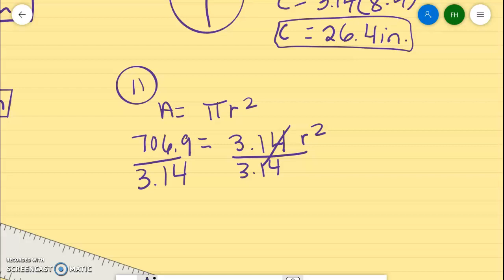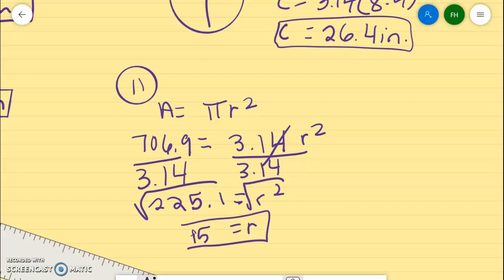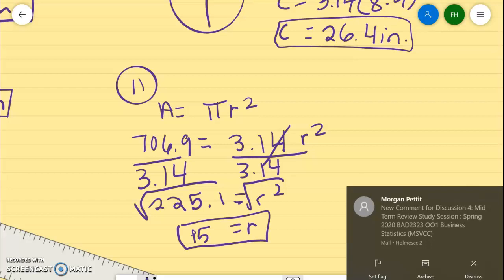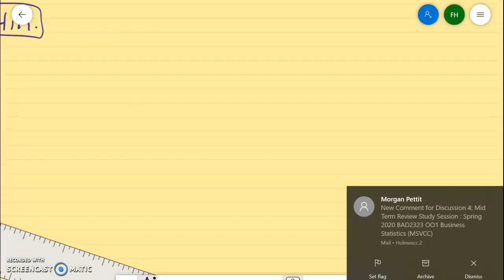And we get 225.1, I guess. It depends on how she wants you to round there. And then to get r squared, to get r, you take the square root of that. So the square root of 225.1 would be about 15. So r is 15.